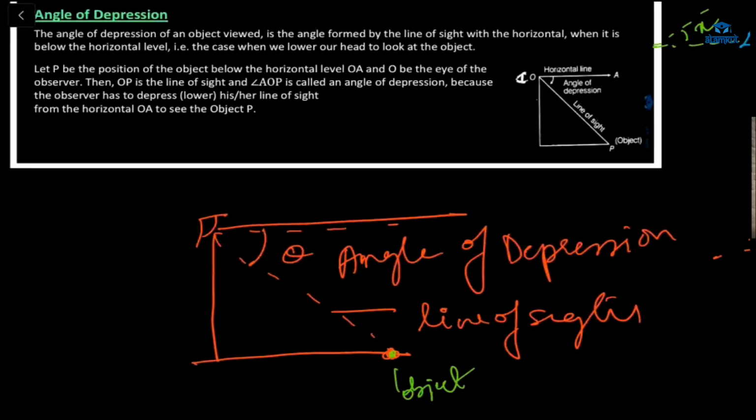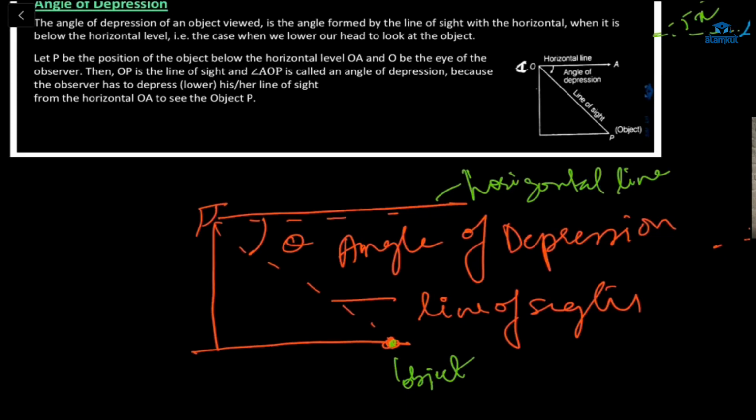And what is the angle of depression and angle of elevation? It is made between the line of sight and the horizontal line. So this is your horizontal line, the line parallel to the earth. That's why it's a horizontal line. And this is your angle of depression. Now wait, I will just change it and then tell you.